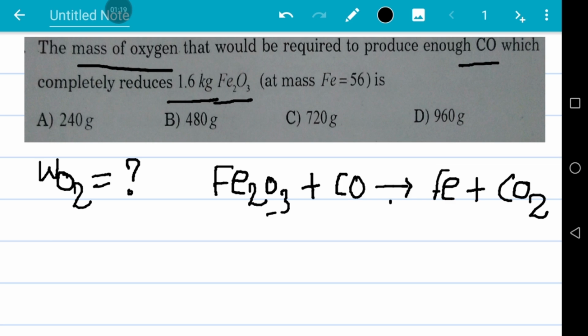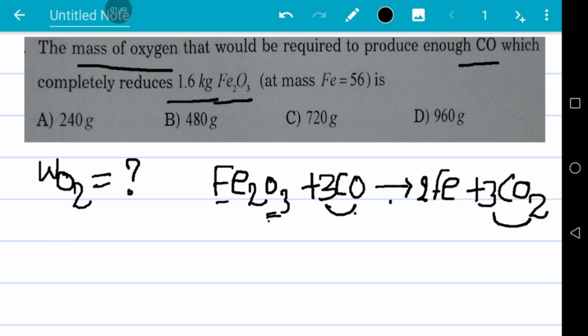Now balancing the equation, Fe2O3 plus CO gives rise to Fe plus CO2. Two irons are there, so write down two irons. Next, here 3 oxygens, here 1 oxygen, so put down 3 moles of carbon monoxide. Then 3 carbons are there, so here also write 3 carbons. Then how many oxygens? Here 3 oxygens, here 3 oxygens, totally 6. So 3 twos are 6. This is the balanced equation.